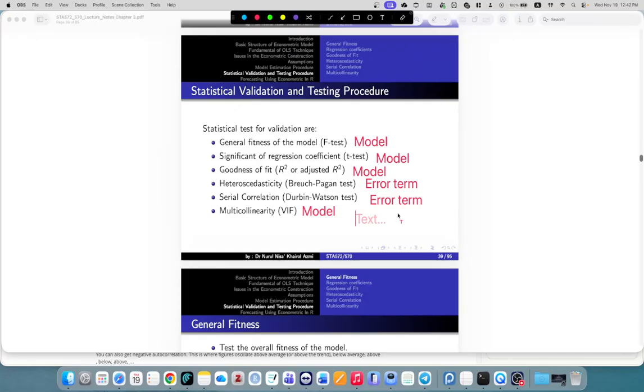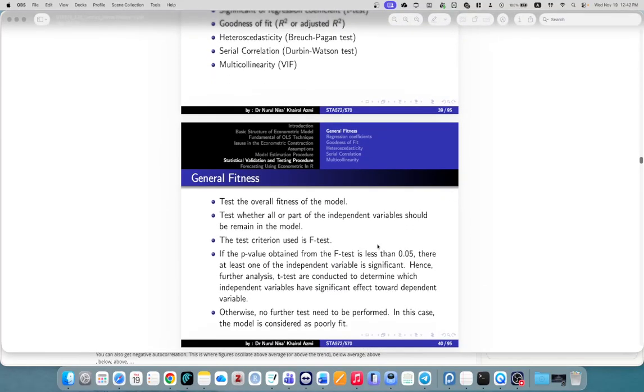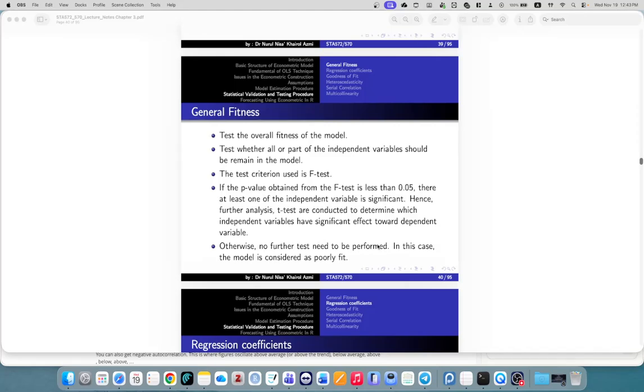So let's take a look at the explanation of general fitness of the models. Basically we use the F-test to test the general fitness of our models. How do you know whether our model is fit or not? We take a look at whether the p-value of the F-test is less than 0.05 or greater than 0.05, and this is the result that we want: the F-test less than 0.05. So what are the indicators when the p-value for the F-test is less than 0.05?